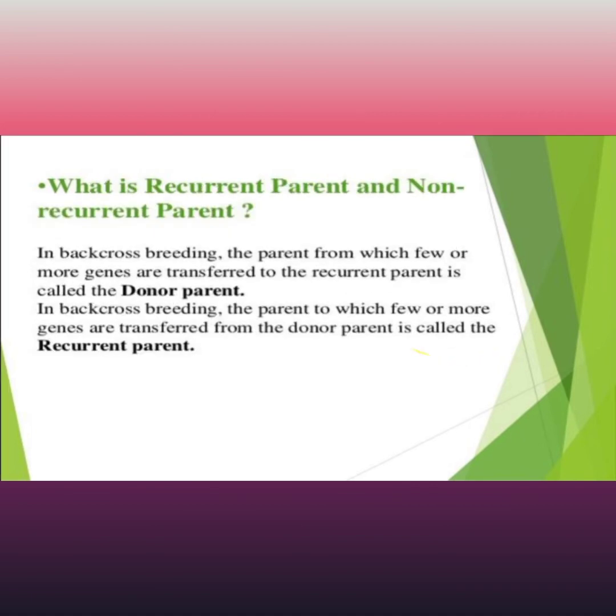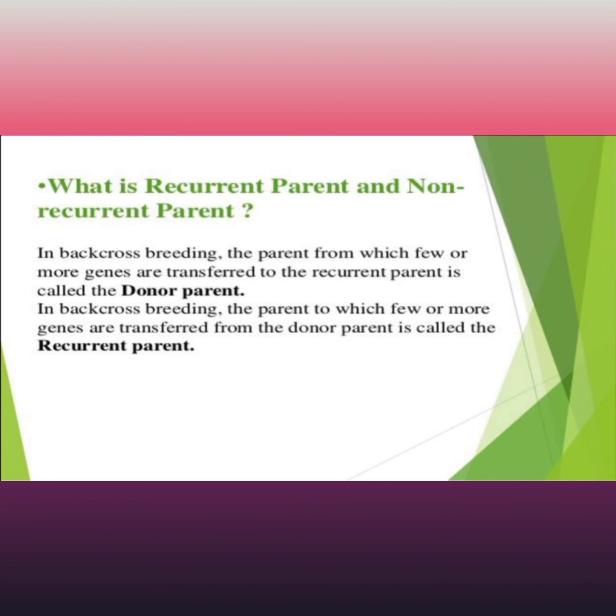What is the recurrent parent and what is the non-recurrent parent? What is the recurrent parent, or what is the donor parent? In backcross breeding, the parent from which one or more genes are transferred to the recurrent parent is called the donor parent. And in backcross breeding, the parent which receives the gene or genes from the donor parent is called the recurrent parent. The recurrent parent is also known as the receiver, and the donor is also known as the donor parent.